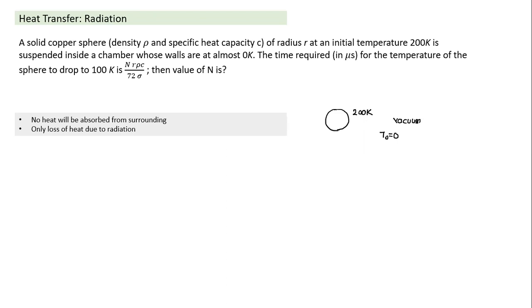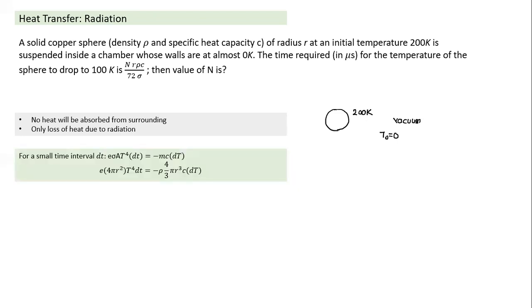We will not apply Newton's law of cooling. No heat will be absorbed from the surrounding, so there is only loss of heat due to radiation. So we'll just write an equation for a small time interval dt. This is the loss of heat, this is the radiation. Just note the terms are very similar, nothing new. That is equal to minus mc delta T. Whenever we cannot use a standard equation, there's nothing to memorize here. This is very simple. The heat lost in time dt will be equal to mc delta T, the change in temperature.